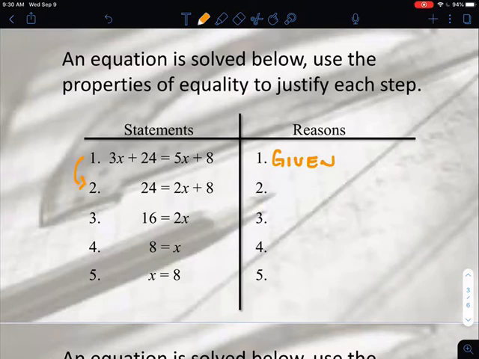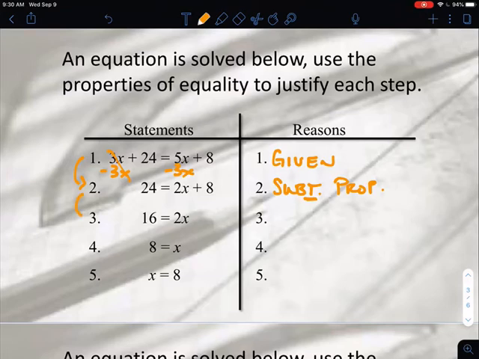So the first thing we notice is from step 1 to step 2 here, we had the 3x plus 24 equals 5x plus 8, and then they subtracted 3x from both sides. So that canceled out the 3x here, and then 5x minus 3x is 2x. So they used the subtraction property. And remember, with subtraction, make sure you put that t in there or else you will lose points because I won't know subtraction or substitution. So they use subtraction, and then we look at the next step.